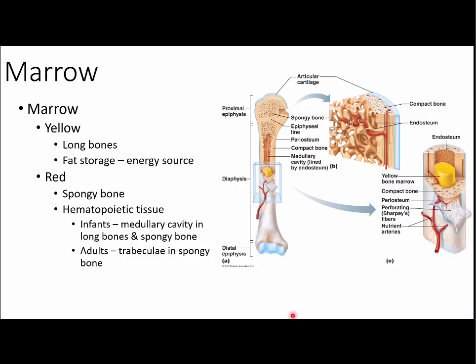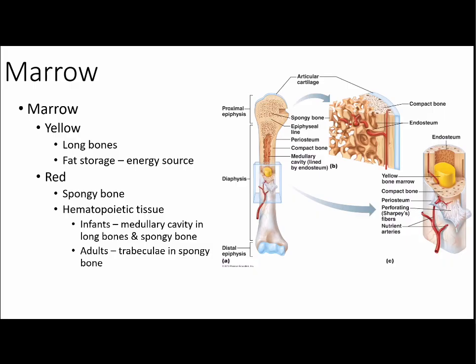So your red marrow is going to be your hematopoietic tissue. Your red marrow is what actually forms your blood cells. It's a blood-forming tissue. In adults, your red marrow is going to be found in flat bones. So remember the structure of the flat bone that we went over just a minute ago. It's also found in the heads of the femur and in the heads of the humerus.